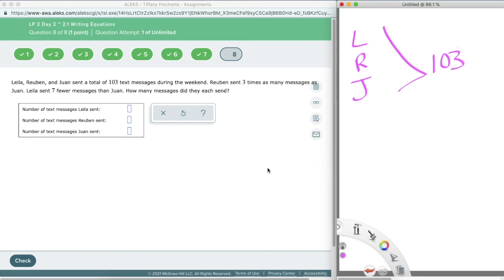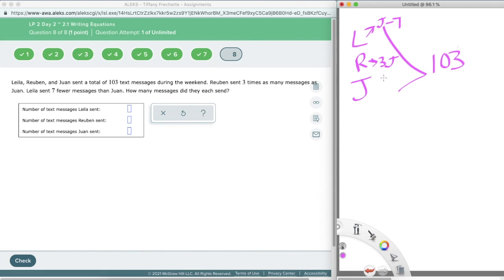Ruben sent 3 times as many messages as Juan. So we can say Ruben is the same as 3J. He sent 3 times as many as Juan. Lilia sent 7 fewer messages than Juan. So we can take Juan's messages, and if we take 7 away, that's how many Lilia sent. So we have our pieces.